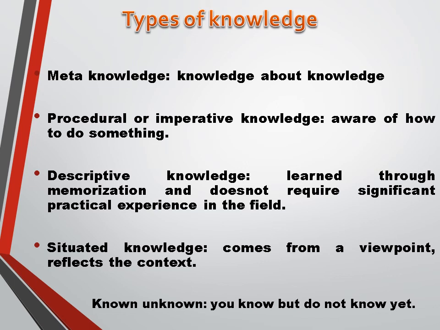The next type of knowledge is known as known unknown. This is a little complicated type. You know, but you don't know yet. When you have known unknowns, you are aware that there is something that we don't know or understand, but we also want to know it. We know that it is there, but I have not understood it yet, and I want to know it.